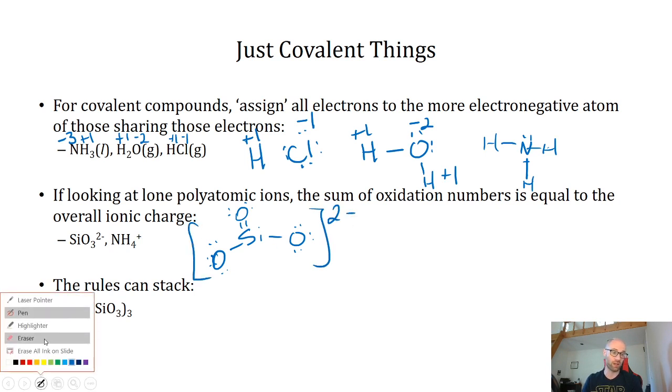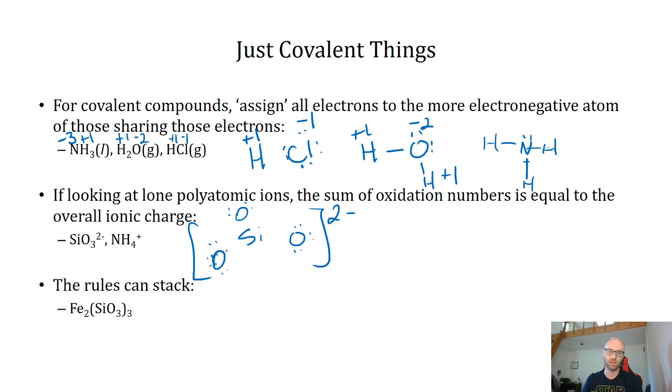Again, it's covalently bonded in the middle, so we can assign all of our electrons there to the more electronegative one. And what we end up seeing is that each oxygen is a -2. And it looks like the silicon should have 4. It has 0. It's a +4. But then again, if we do that math, +4 minus 6 equals -2. The ionic charge equals the sum of the oxidation numbers.